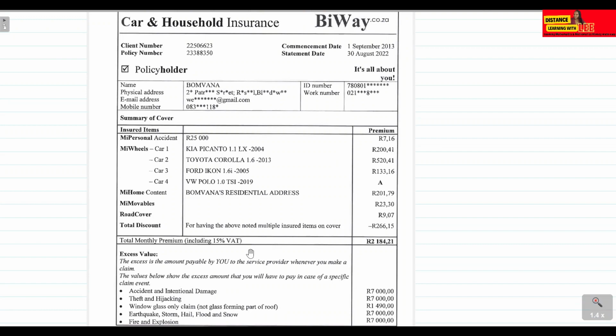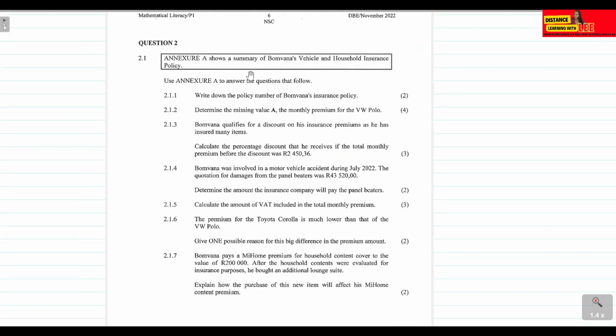I think we're more than ready to have a look at the questions that are given to us. Let's have a look at question 2.1.1.